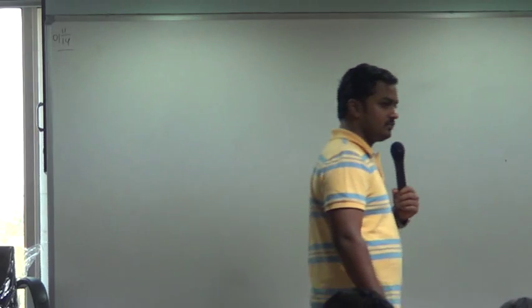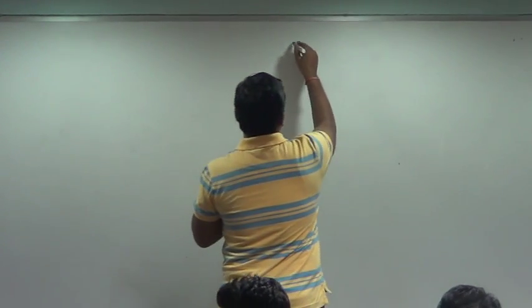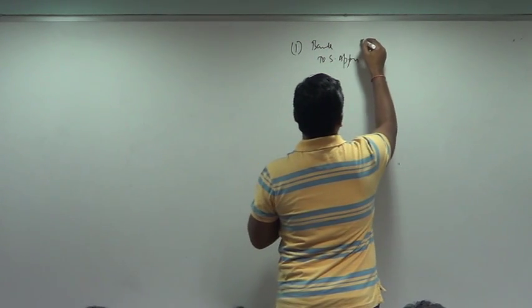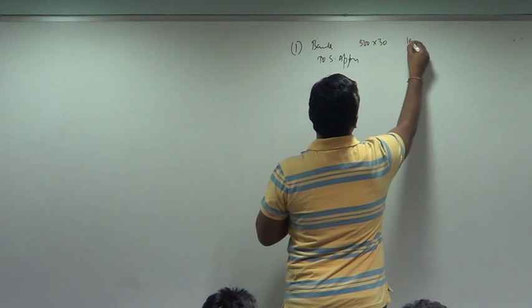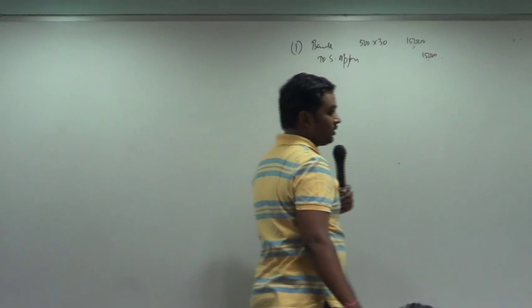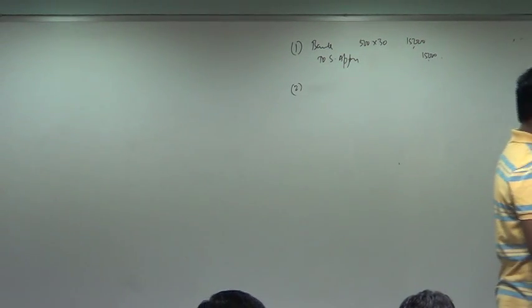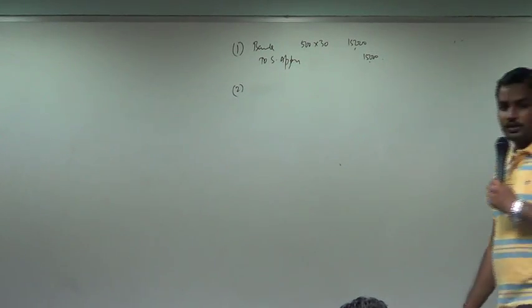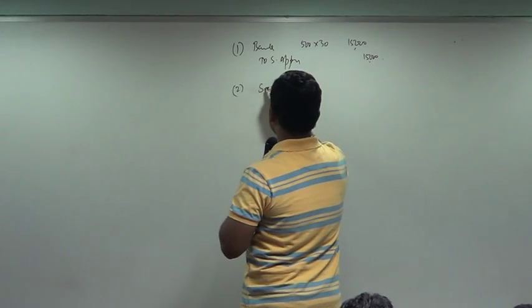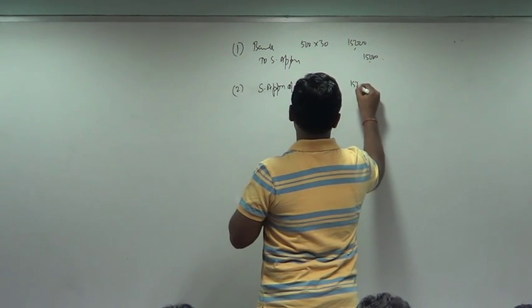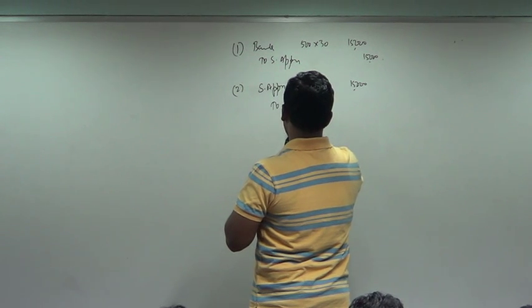Can we start writing the entry? Write down. When application money is received, what is the entry? Bank account debtor to share application account. How much amount? 500 into 30, 15,000. Now, whatever 30 rupees have been received, they have been received towards face value. Hence, they should be transferred to share capital. What is the entry? Share application account debtor to share capital account.